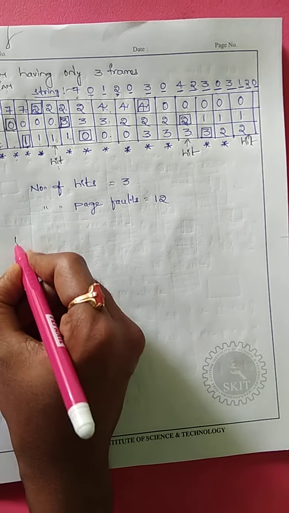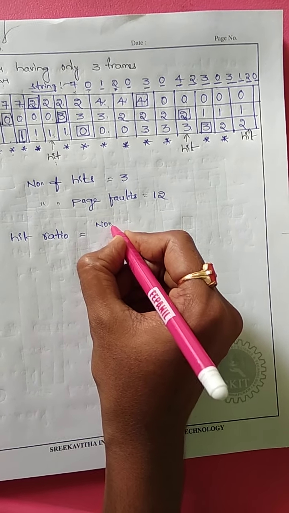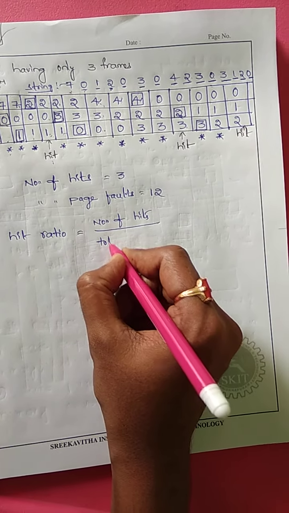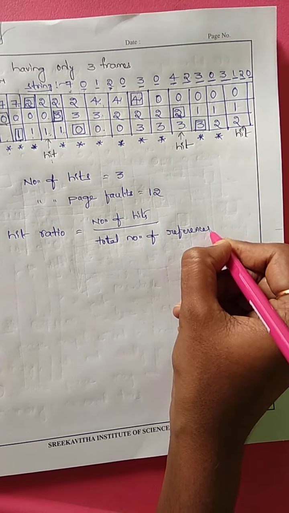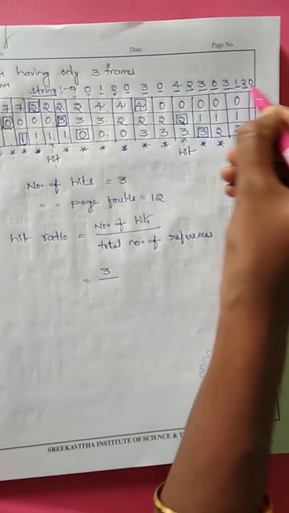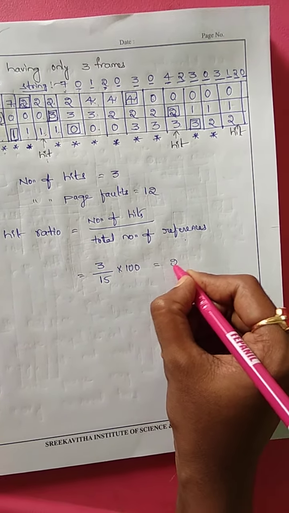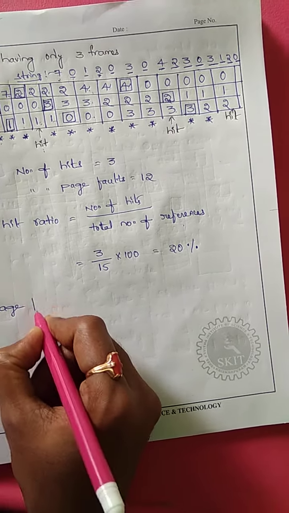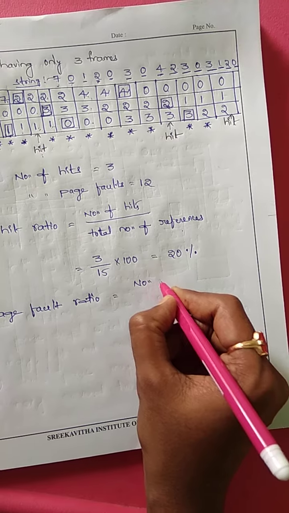Now we'll calculate the hit ratio. What's the formula for the hit ratio? It is equal to number of hits by total number of references. So the number of hits is 3, and the total number of references is 15, into 100. So now we'll get 20%.